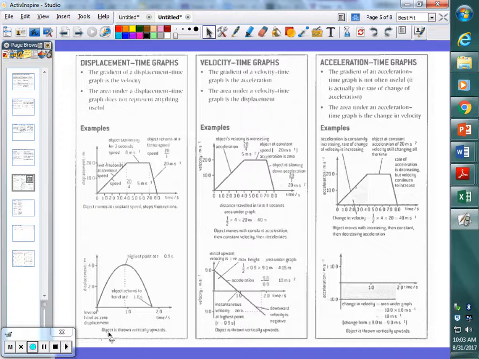This, like it says here, is an object thrown vertically upwards. The slope here is very steep, but as the graph goes up, its slope gradually decreases and decreases and decreases, especially if we draw a tangent line to that graph. Does that make sense? The tangent line represents the slope at that particular point, so it's the instantaneous velocity.